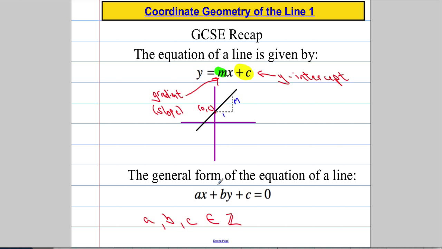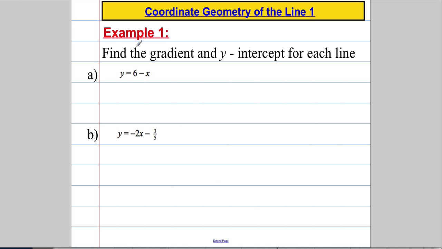Okay, so let's try some examples. Example 1. I'm asked to find the gradient and the y-intercept for each line. This should be fairly straightforward. The gradient, denoted m, is going to be equal to the coefficient, or the number in front of the x value. In this case, it's -1. The gradient is -1. It's sloping down like so. And c, the y-intercept, must be equal to 6.